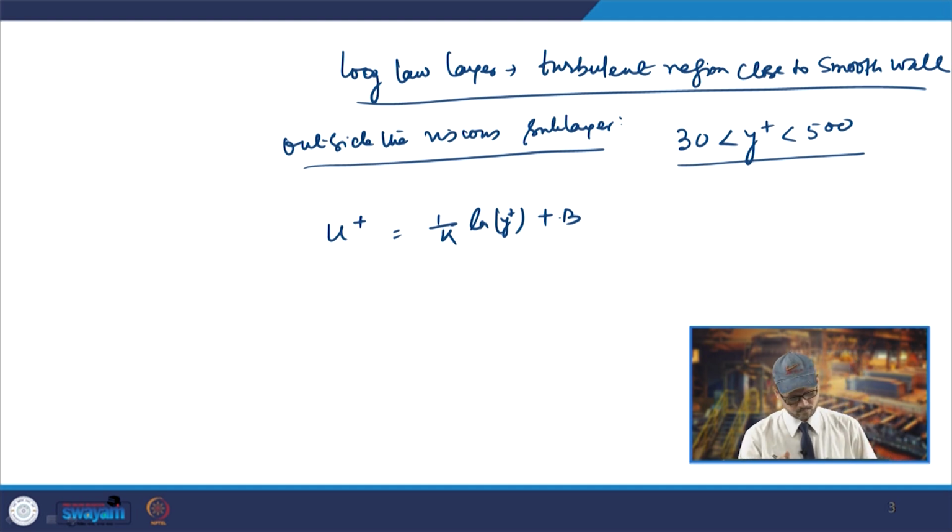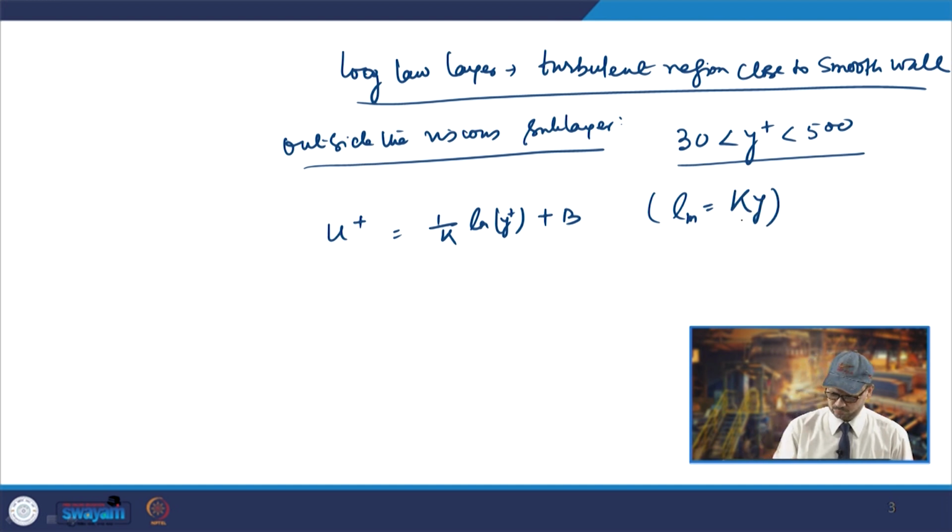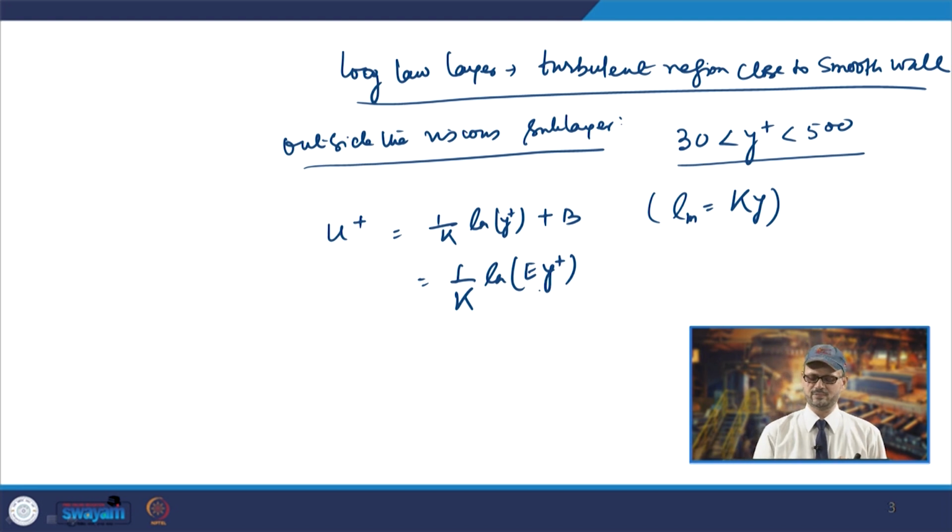And regarding the length of the turbulence mixing length, this Lm is taken as k y. So, you will have the relationship between u plus and y plus in terms of this k, that is 1 by k ln y plus b, and we also take it as 1 by kappa of ln E y plus. We are taking another constant E.